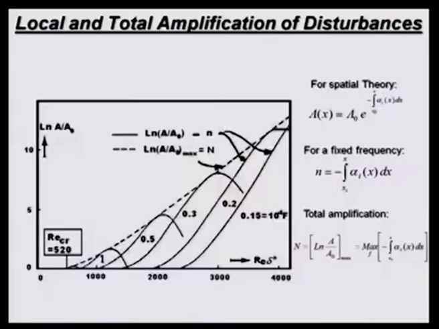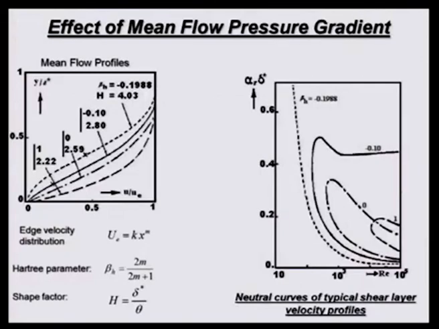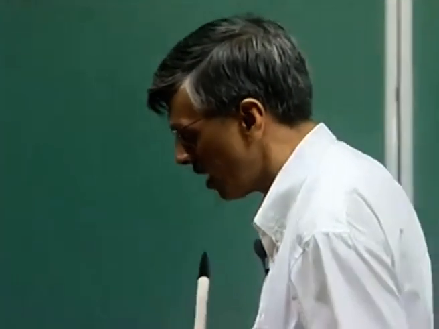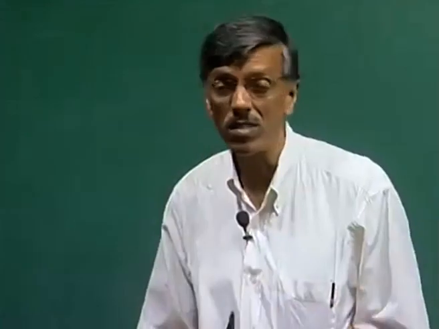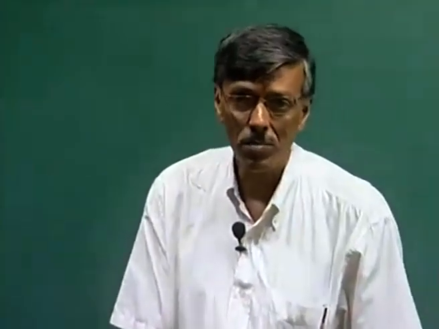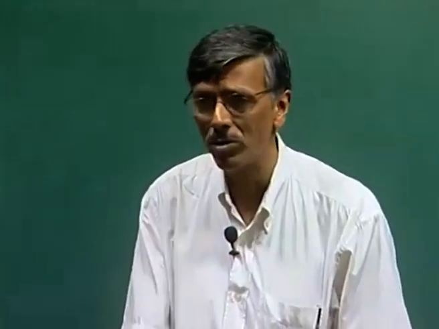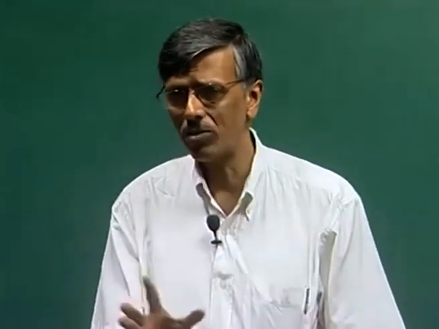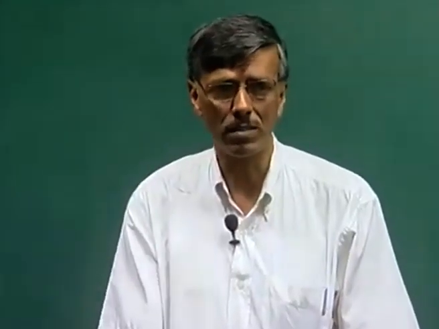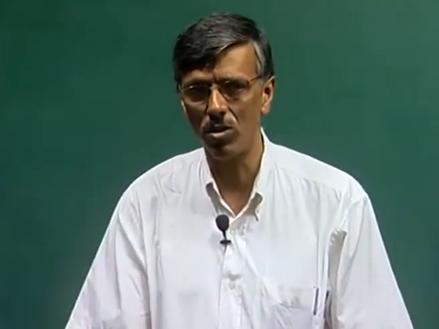And lots of experiments have been done, and people have tried to correlate this factor capital N, and they try to figure out whether the flow has undergone transition or not. For example, for a zero pressure gradient boundary layer, people have found that when this capital N takes a value of about 8 to 9, that is where you should expect a transition to occur.